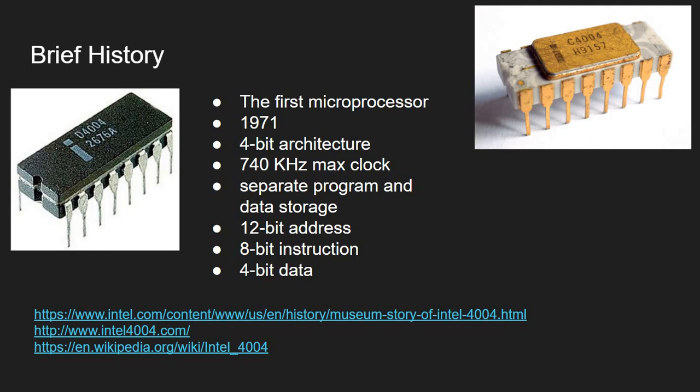However, the CPU supports 12-bit addresses. This means the 4 pins are used to send the address during 3 clock cycles. It uses 8-bit instructions, there are actually a few 16-bit instructions, and 4-bit data. Also, the CPU assumes there is separate program and data storage. And the maximum clock rate is 740 kilohertz.